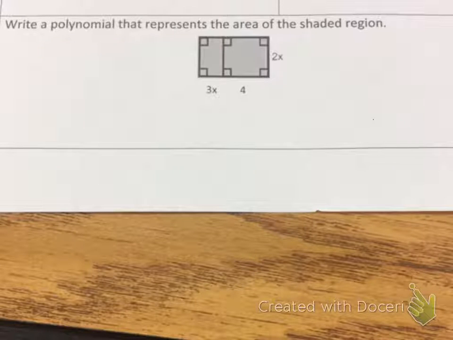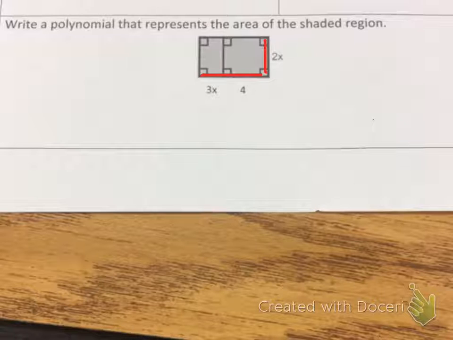Okay, last problem on this note-taking guide. It shows it with a picture. It says write the polynomial that represents the area of this shaded region. So how do you find an area of a rectangle? You would multiply this side by this side, right?